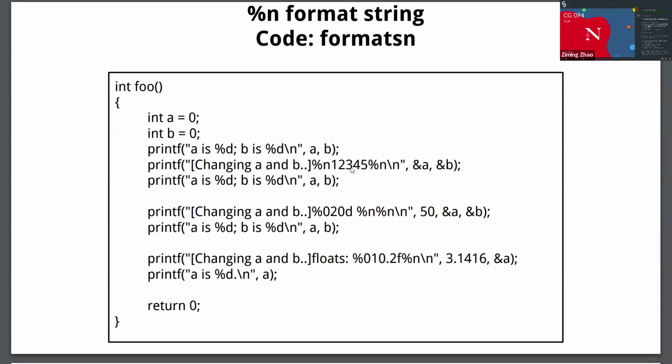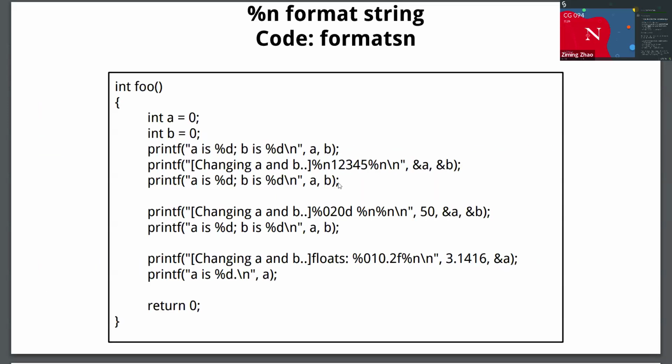Then after that, we have another percentage n here, which is corresponding to the b's address, okay? Which means how many bytes we have been writing so far. So 20 plus 5, 25. So after this, A and B's value will be changed. But this %n will not output the value of A and B. It will change that. The next printf will show the value.